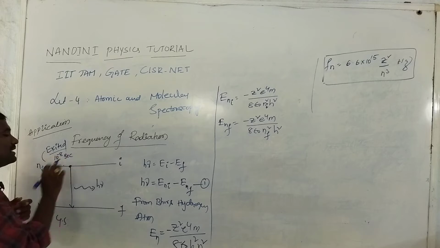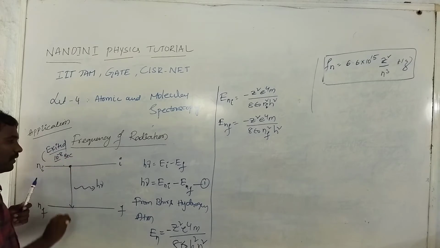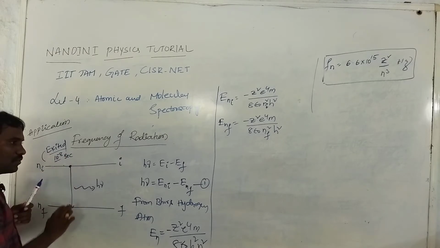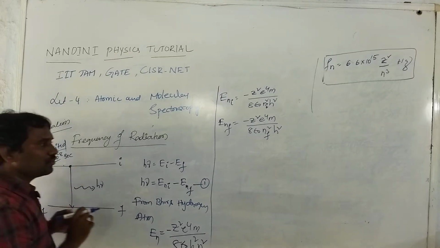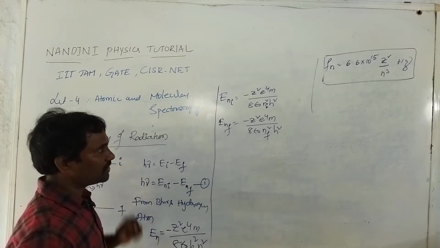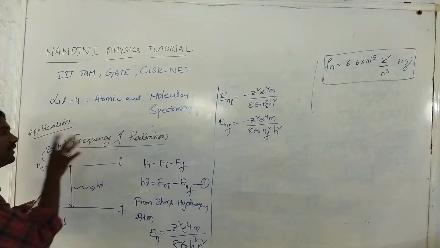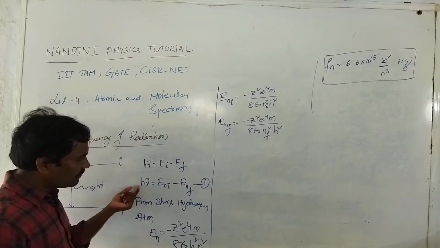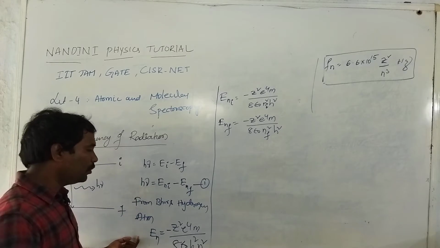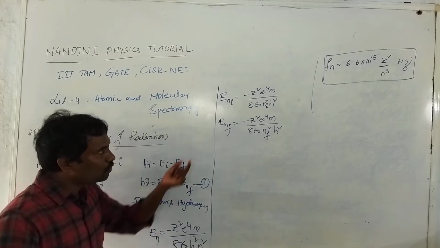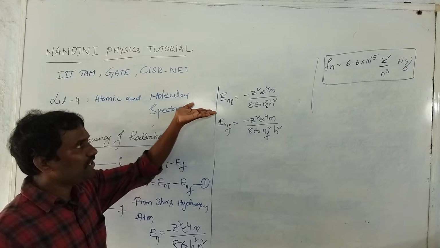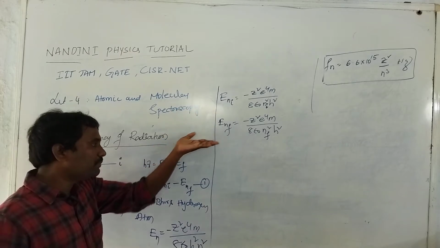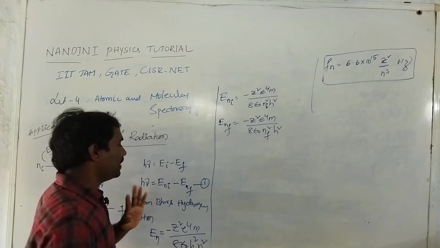So after 10 power minus 8 seconds the electron jumps from the higher state to the lower state. So this is nothing but emitted radiation, and this is called the frequency of emitted radiation. I want to find out the frequency of that radiation, so for that purpose I introduce this formula. According to the Bohr hydrogen atom, these two are the energy levels of the initial state and final state. So simply substitute this into this equation.